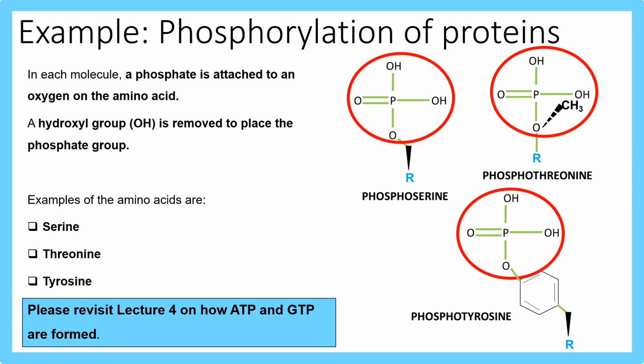And examples of the amino acids that are phosphorylated within the particular protein are serine, threonine, and tyrosine. So there are many amino acids, but these are the three main examples when we say phosphorylation of proteins. These are the amino acids within the protein that get phosphorylated. In this diagram you can see the phosphate group has been highlighted and where it has been attached to the actual amino acid.